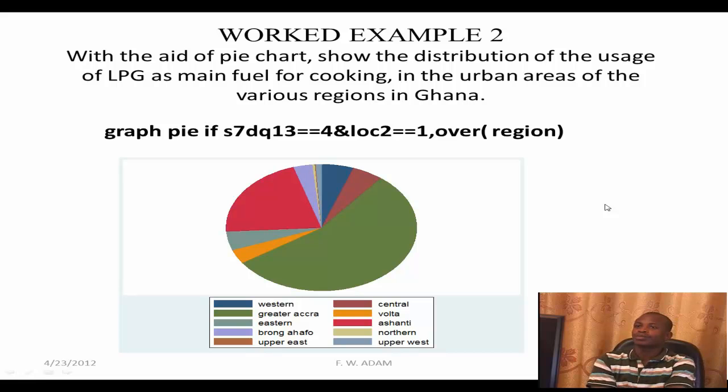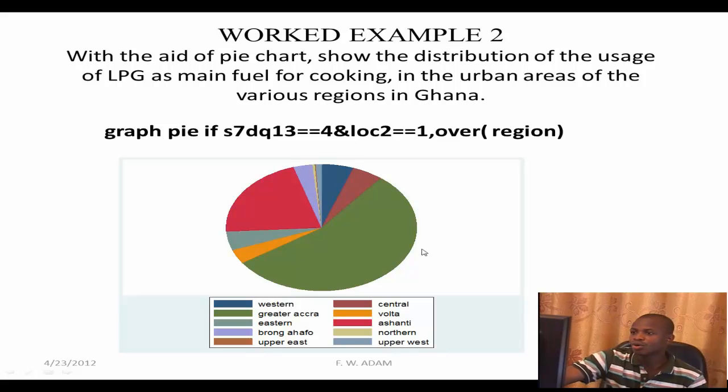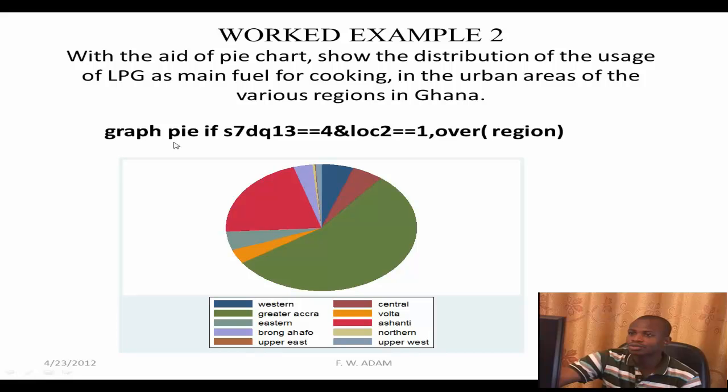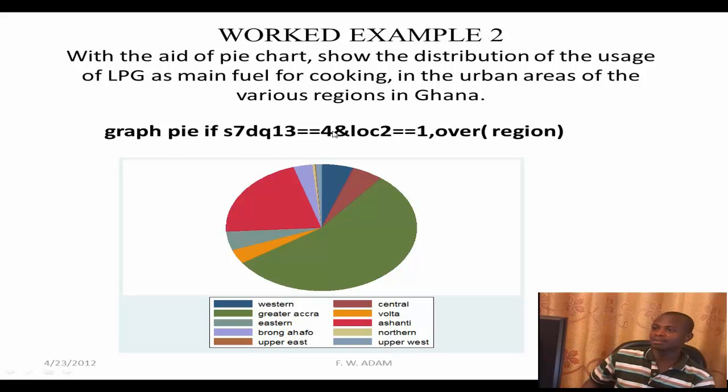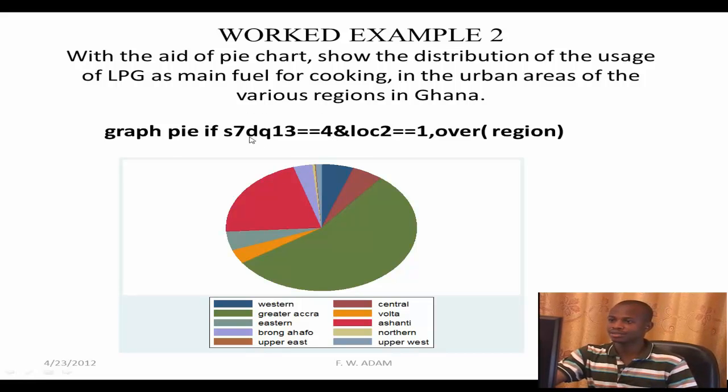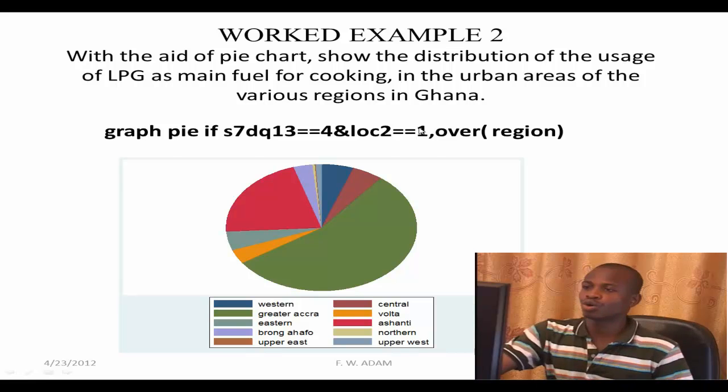In the second example, we want to show the distribution of the usage of LPG as the main fuel for cooking in the urban areas of the various regions in Ghana. So for all the various regions, what is the distribution of the main fuel for cooking? What's the distribution of LPG as the main fuel for cooking in all the regions of Ghana? To do that, you type graph pie, and here we are looking at LPG as the main fuel for cooking. So we have to find the label of LPG in our main fuel for cooking, and we also know the urban areas of Ghana is log 2 equals 1.